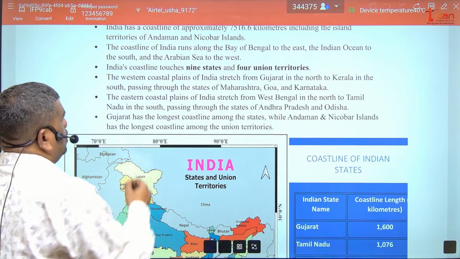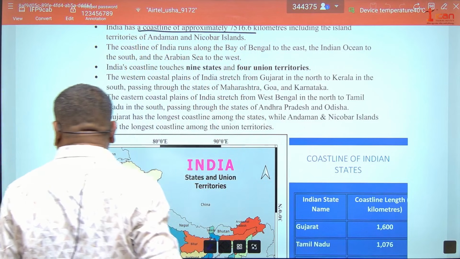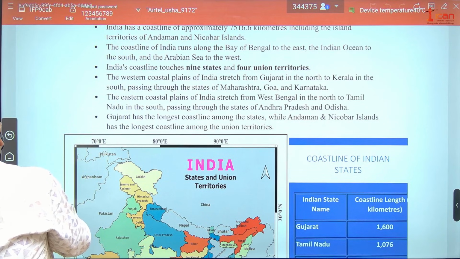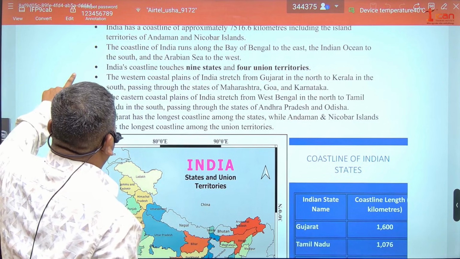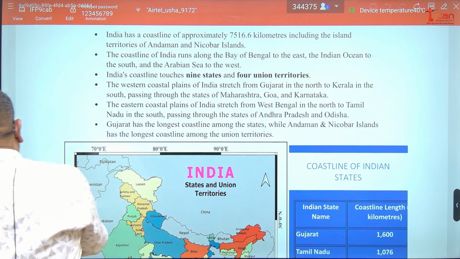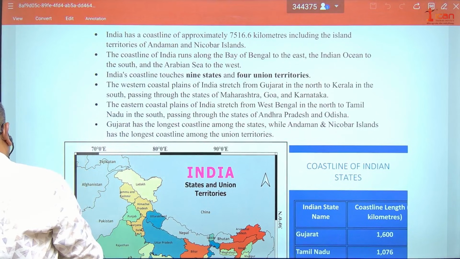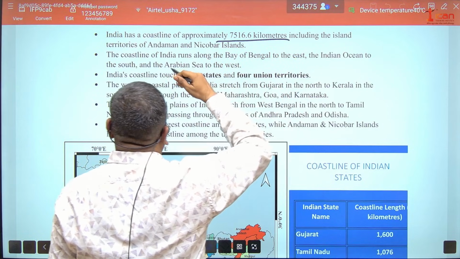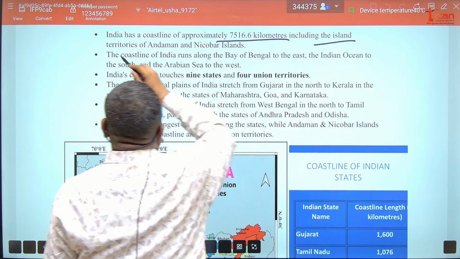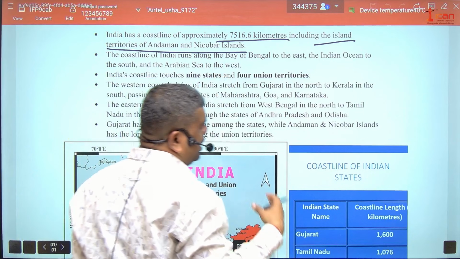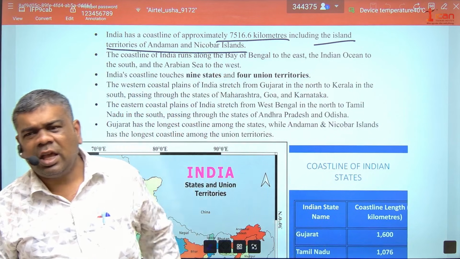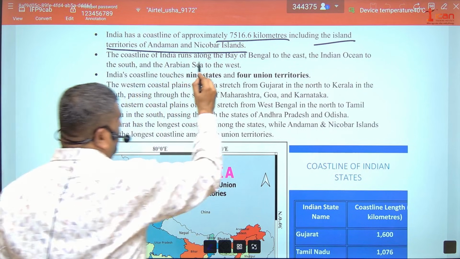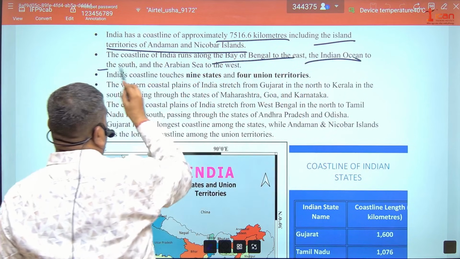Now we have a coastline of approximately 7,516.6 kilometers, and this includes the island territories of Andaman and Nicobar Islands, right? So all the island territories, depending on the coastline of those areas as well, we have calculated this coastline. And what do we have? We have the Bay of Bengal to the east, the Indian Ocean to the south, and the Arabian Sea to the west.